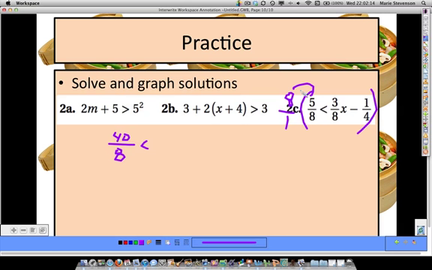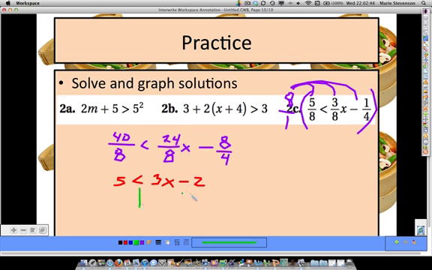Less than 8 times 3 is 24. 1 times 8 is 8, and this is our x term. Minus 8 times 1 is 8. 1 times 4 is 4. Now we simplify. 40 divided by 8 is 5. 24 divided by 8 is 3. 8 divided by 4 is 2.